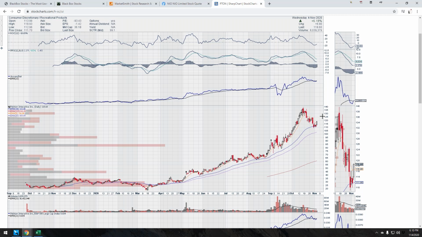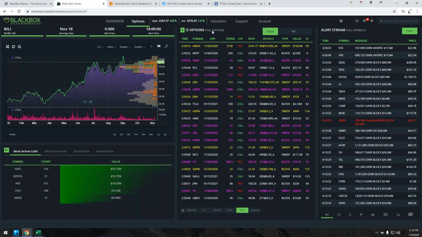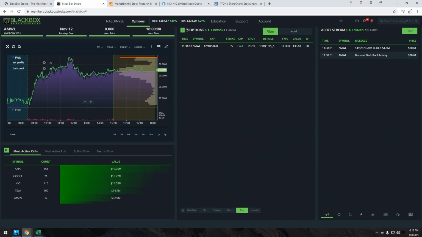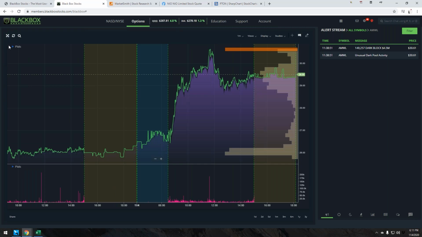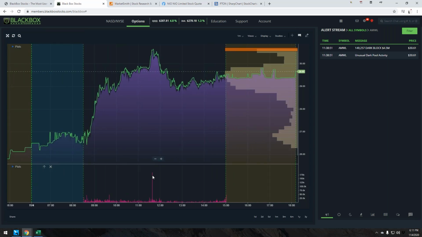Let's see here. Take a look at AMWL. Let me take a look. Okay, so the question: can I please take a look at AMWL and the related volume spike at that price? Okay, and then what's the question? Can you be more specific?